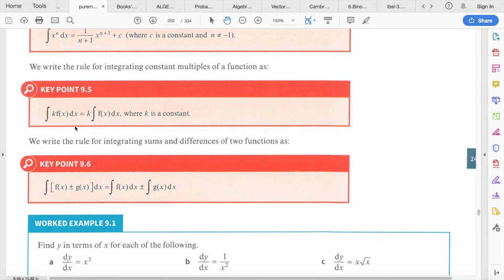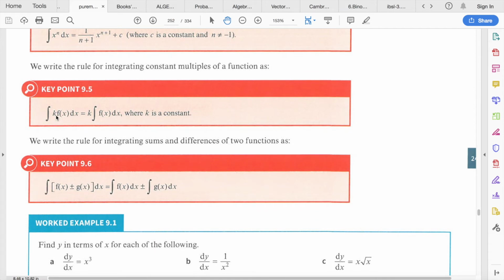Now, there are some properties that you need to know. The first one is that when you have a constant k, the constant can be brought out of the integration, as we do for differentiation. You ignore the constant, you differentiate, then you put the constant back in its own place. We can do the same thing for integration. And the second one: integration of addition or subtraction is addition or subtraction of integrations. What does it mean? It means that when you have two functions, you can integrate them separately and add or subtract the results.